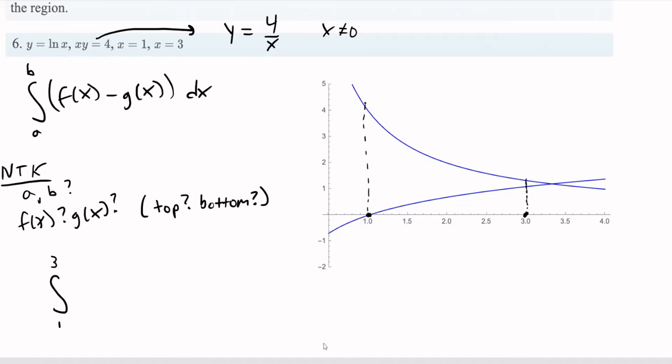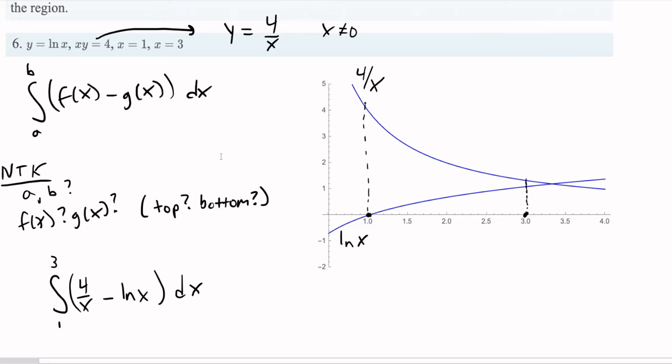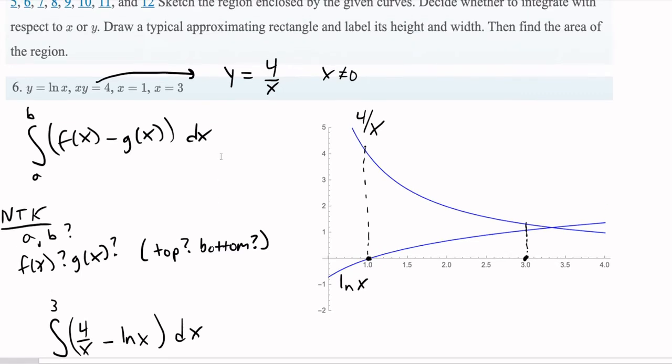So this is log, because as x gets bigger, log gets bigger. This is 4 over x, because as x gets bigger, this gets smaller. So this one is 4 over x. This one is log x. And so that means I should do the integral of 4 over x minus log x dx. There we go. Okay. So not too bad of a setup, right?